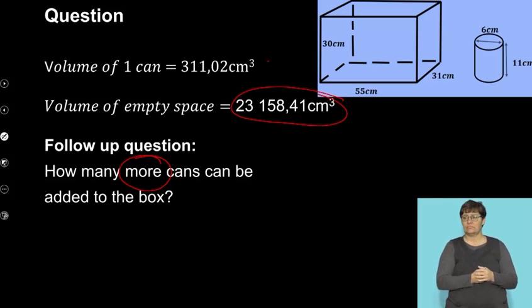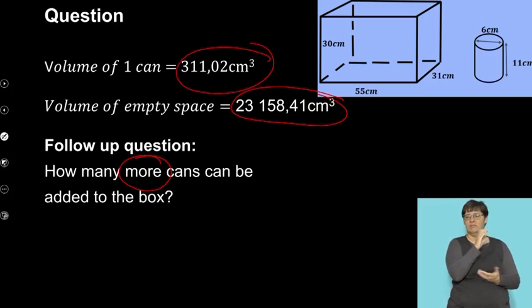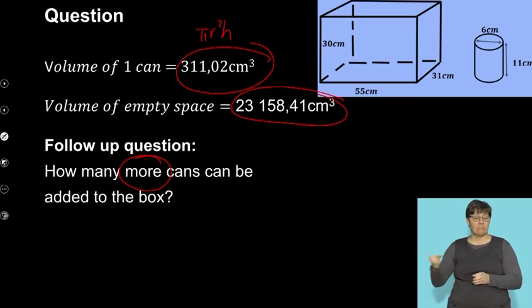So if I consider the volume of one can, which is pi r squared times h, the volume of one can is 311.02 centimeters cubed, and the volume of the empty space is 23,158.41 centimeters cubed. So if we want to work out how many more cans we can fit in, I'm going to take the empty space and divide it by one of the cans, because then I can see how many more cans I could possibly fit into the box.